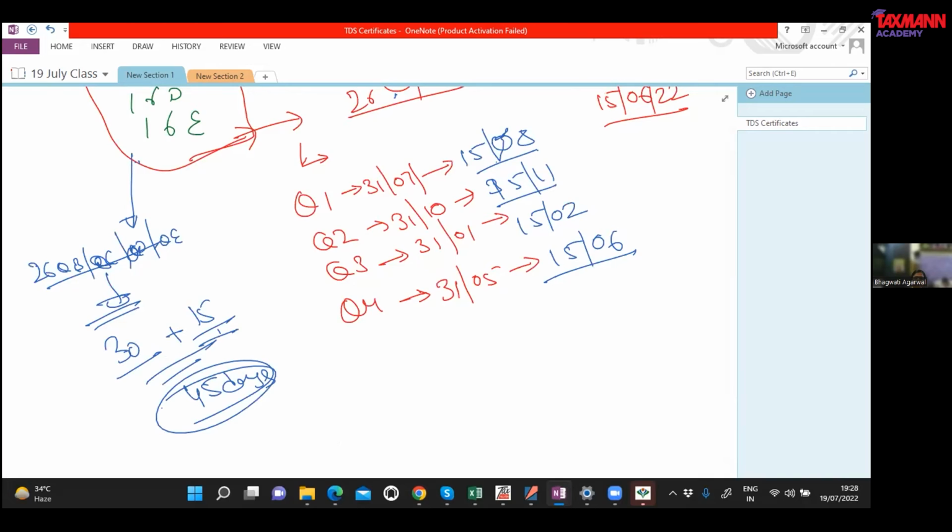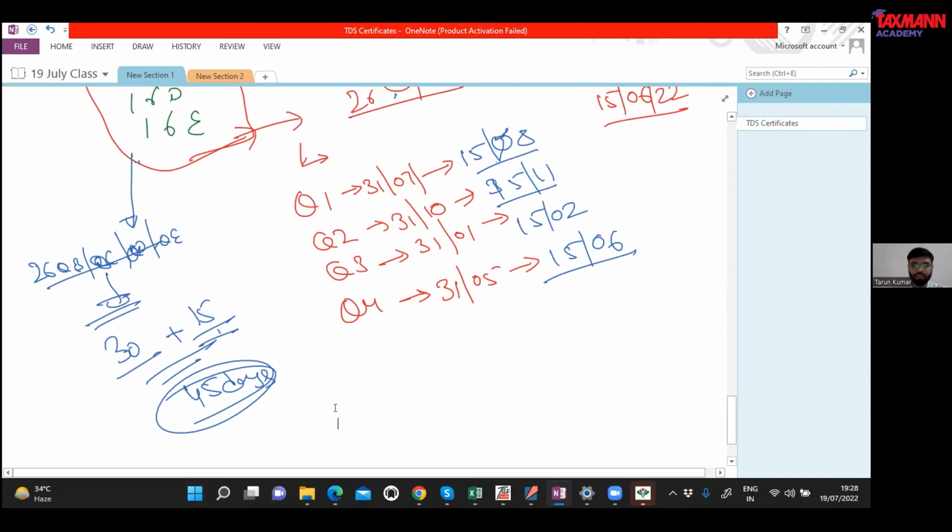So 15 days after filing. 15 days. So 30 days is the period for filing of the TDS return. So 15 days are the grace period to issue those certificates. So it comes out to 45 days total. 45 days are allowed to issue those TDS certificates.